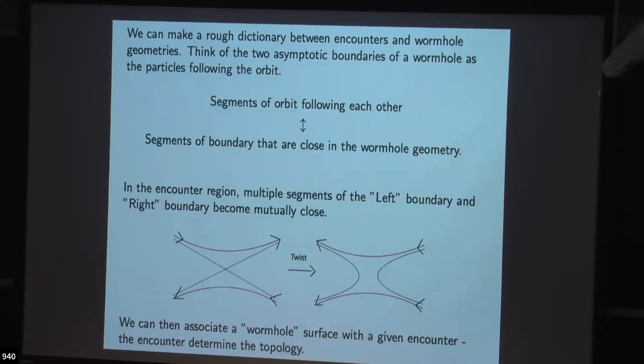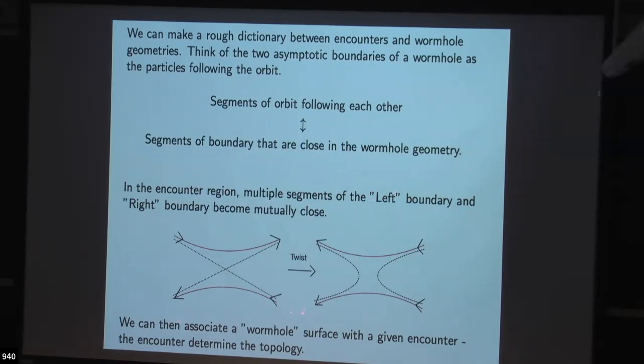Okay, so we want to make a rough dictionary between encounters and wormhole geometries. And roughly, what we want to do is say that a geometry is like an orbit. If in the orbit we have sections of orbit left and orbit right which are following each other, like these stretches, those correspond to geometries where the left boundary and right boundary follow each other closely, similar to the wormhole. But then we also have, inside the encounter region, multiple segments of the left boundary and right boundary that can become mutually close.